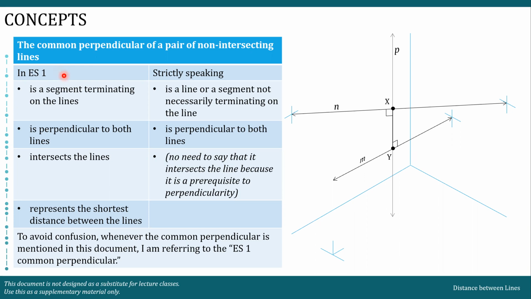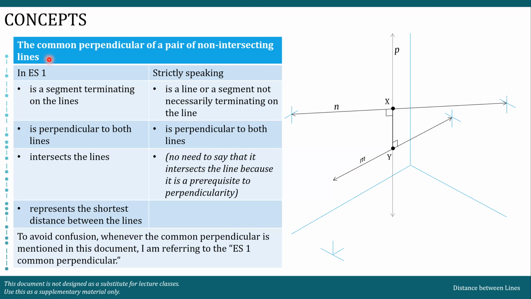In ES1, a common perpendicular is a segment terminating on the lines. So, ibig sabihin, in this example, let's say meron akong line N. This is line N. And also, I have line M. The common perpendicular terminates sa point X and Y. So, that is the definition of the common perpendicular in ES1. However, strictly speaking, a common perpendicular can be a line or a segment or a ray, not necessarily terminating on the line. So, ibig sabihin, kapag wala ka na sa ES1, the line P, not necessarily terminating on X and Y, is also considered as a common perpendicular of lines M and N.